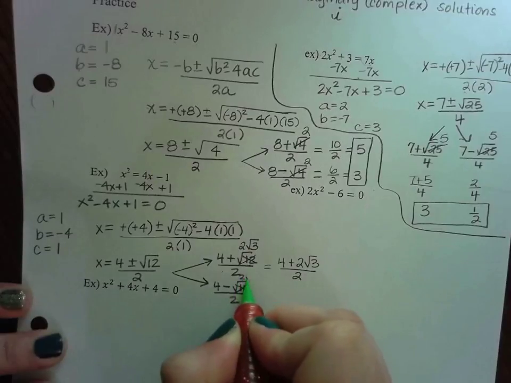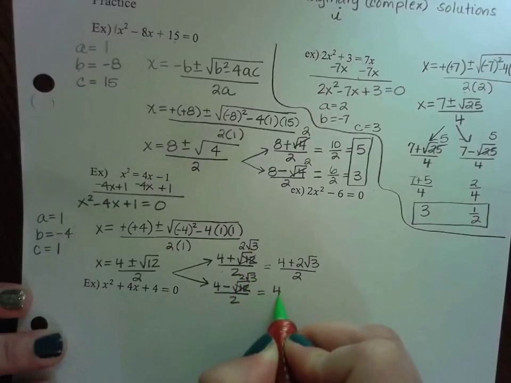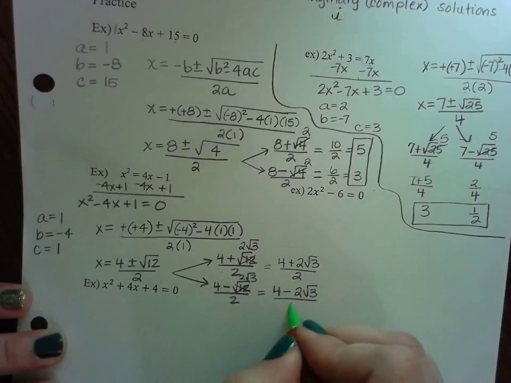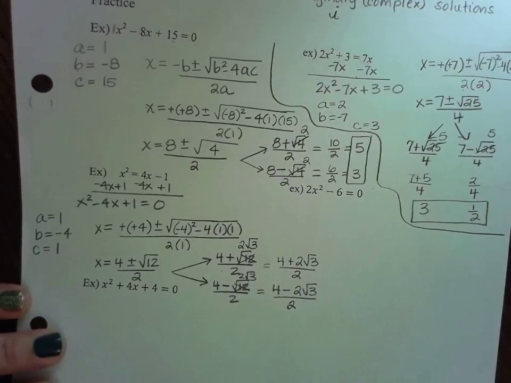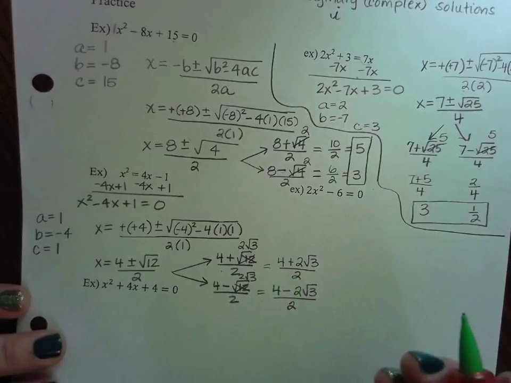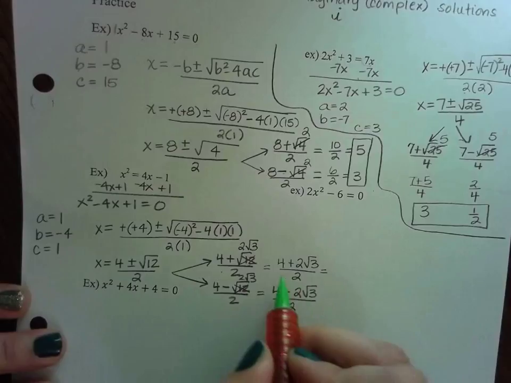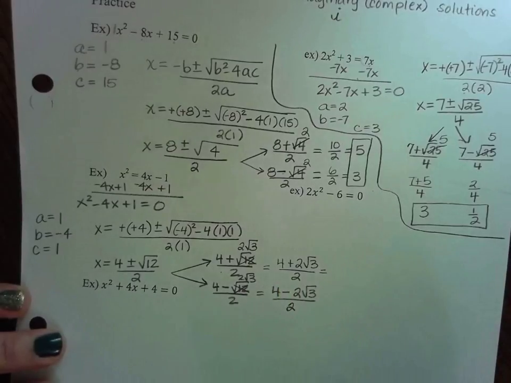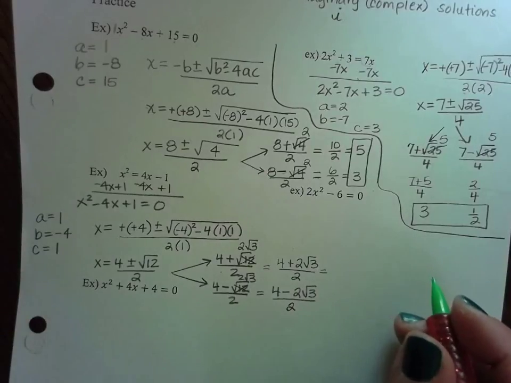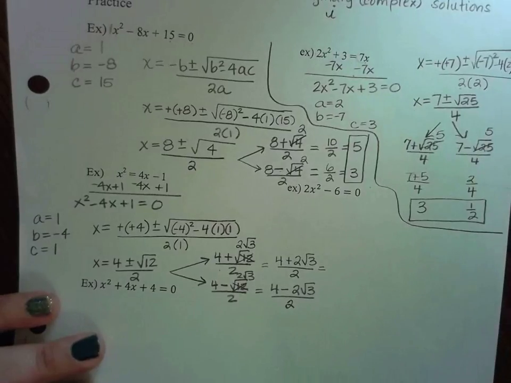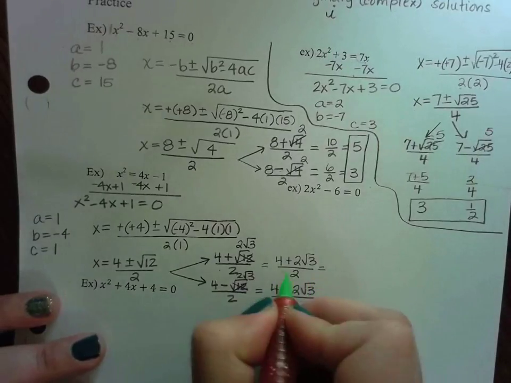This is also 2 square root of 3, so 4 minus 2 square root of 3 all over 2. Okay? Now some of you might be thinking, 4 divided by 2, I could simplify that. And you're absolutely right. You want to simplify as much as you possibly can, just in case on the multiple choice on a test or the SOL, they have those simplified answers as their multiple choice answers. So yes, you are allowed to divide.